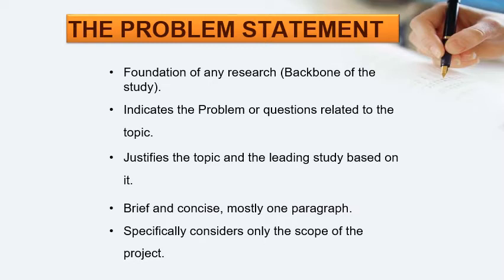Basically, what this means is that you have to understand what kind of study you are doing. If you want to study perception of people and what they think about an event, you will definitely do an interview based question, which is just a questionnaire. You don't have to use a lab experiment. Basically, the problem statement is a very brief and concise statement, and you can write it in one paragraph, and it specifically considers only the scope of the project. You just have to be specific about what you want to do, where you want to do it, and how you want to do it.